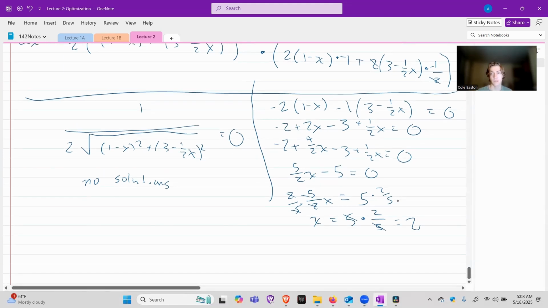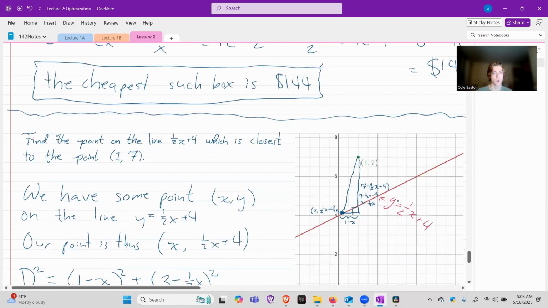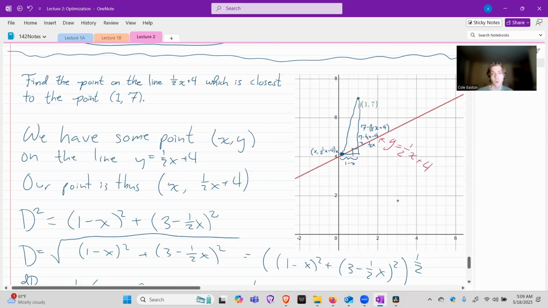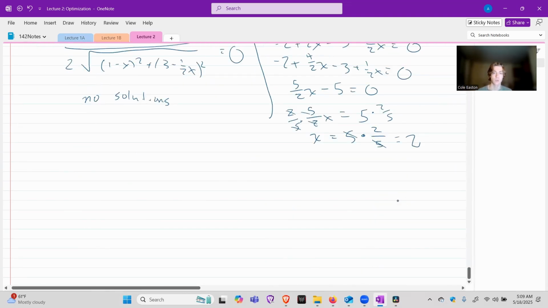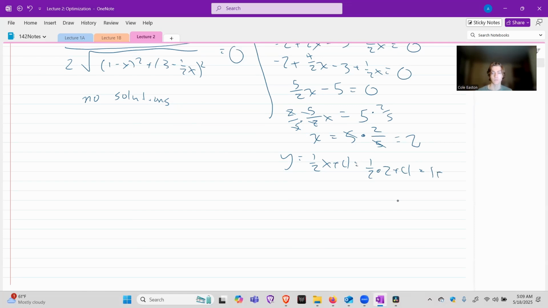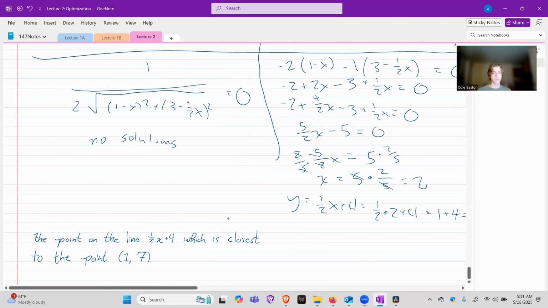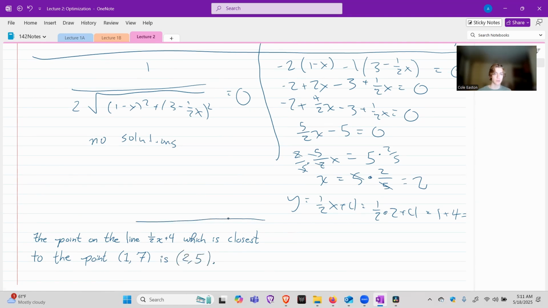Now, once again, we don't finish just because we found x. We have to go look at what the question is actually asking. It says find the point on the line which is closest to the point 1, 7. So the points on this line are coordinate pairs x comma y, where y is 1/2 x plus 4. So we have y equals 1/2 x plus 4, which is 1/2 times 2 plus 4. So that's 1 plus 4, which is 5. And so we can say the point on the line 1/2 x plus 4, which is closest to the point 1 comma 7, is 2 comma 5. And so that's going to be our final answer.